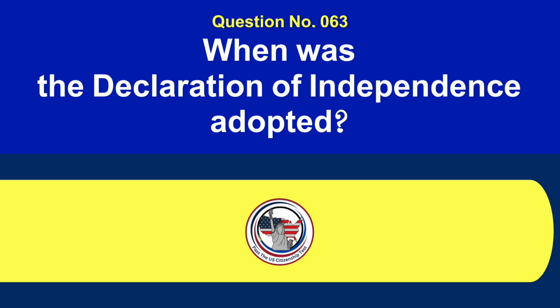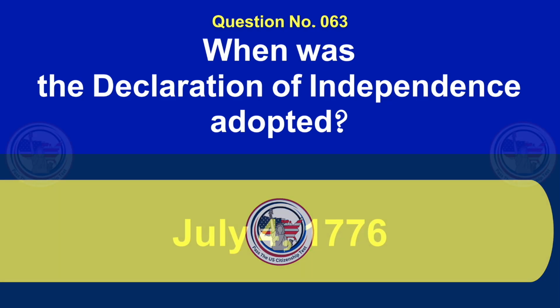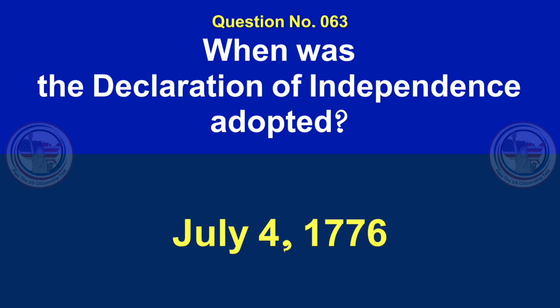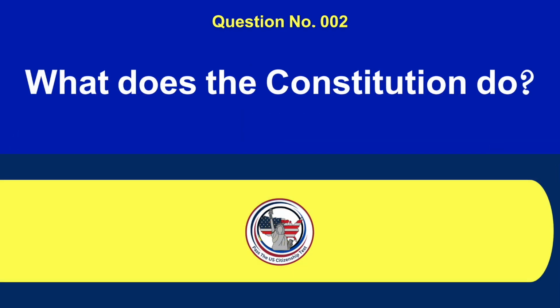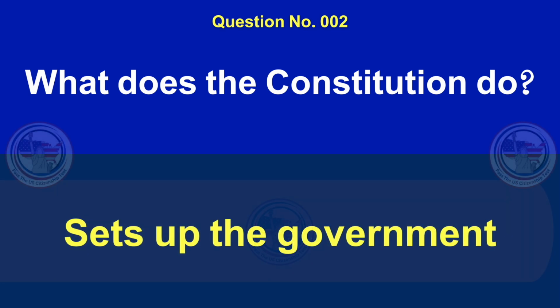When was the Declaration of Independence adopted? July 4, 1776. What does the Constitution do? Sets up the government.